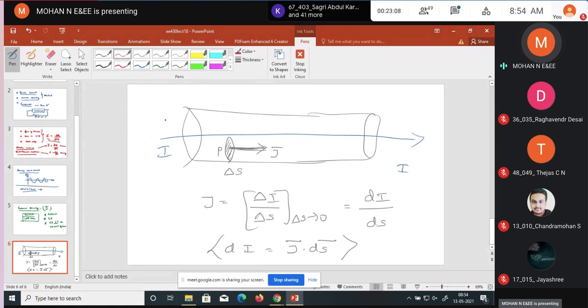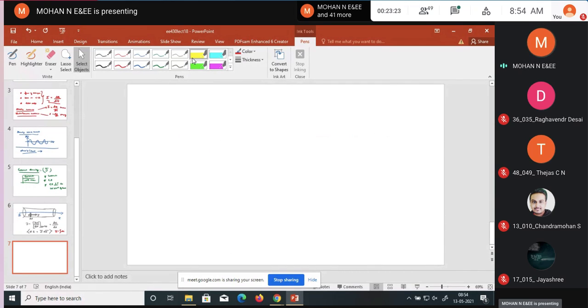If you wish to find the total current, you can integrate over the surface. Let us see that also. I have an equation like this: dI equals J vector dot dS vector, so integrating over the whole surface, I is nothing but the integral of J vector dot dS vector.